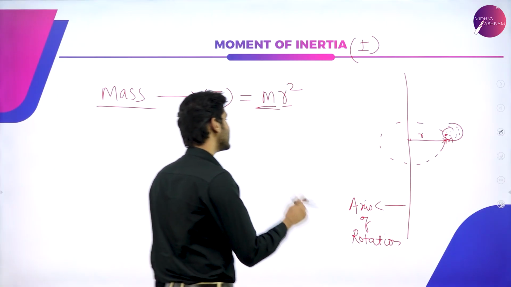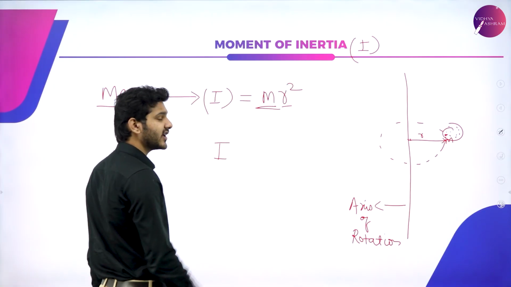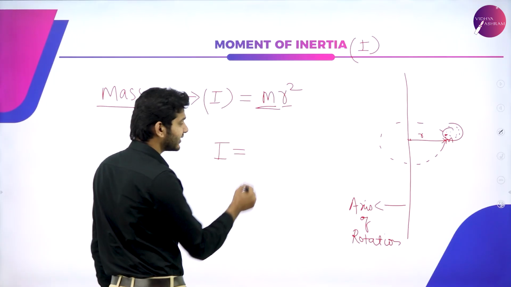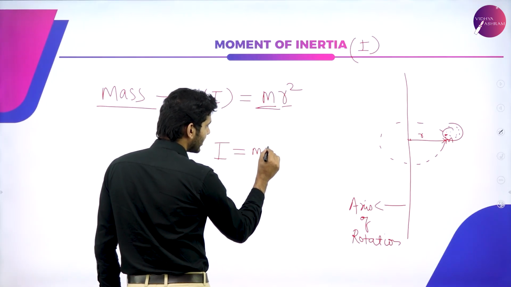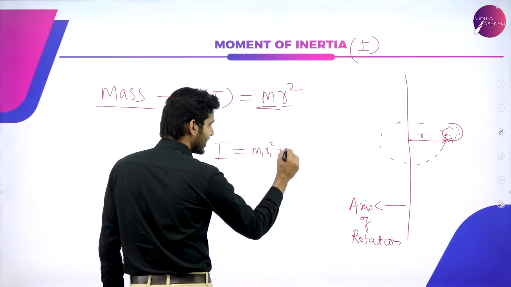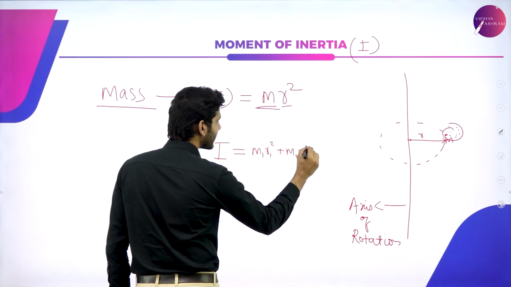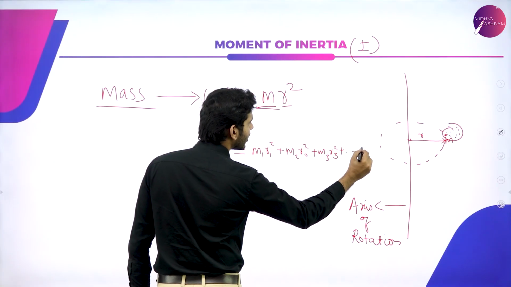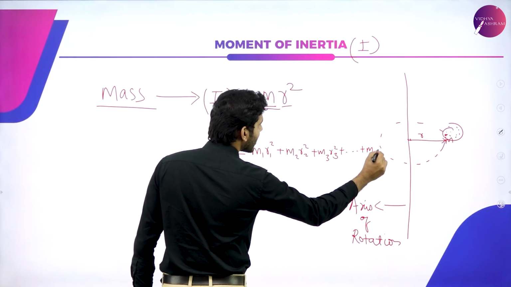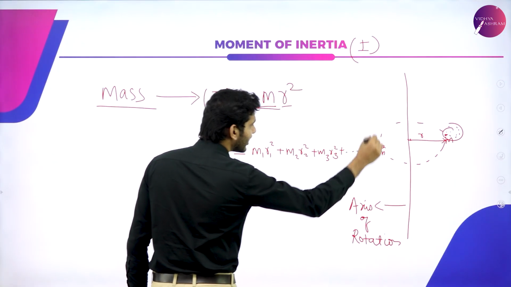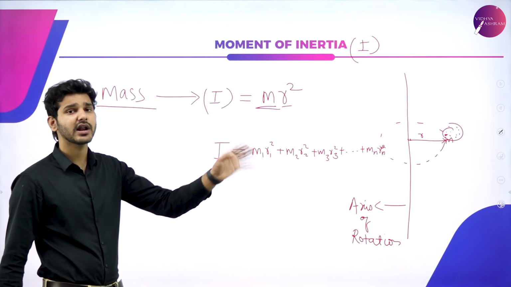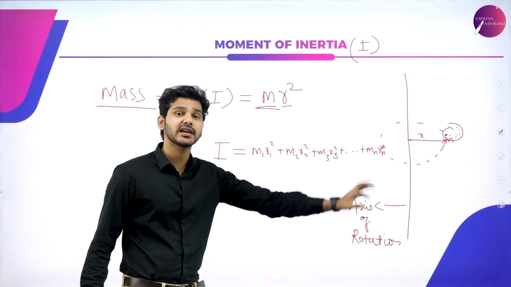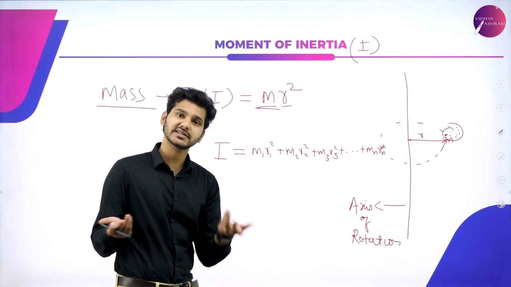So the net moment of inertia of that particular stone, if n number of particles are there, is m1 r1² + m2 r2² + m3 r3² and so on up to mn rn², or mi ri². Instead of taking individual quantities like this, what will we do? We will just take the summation.